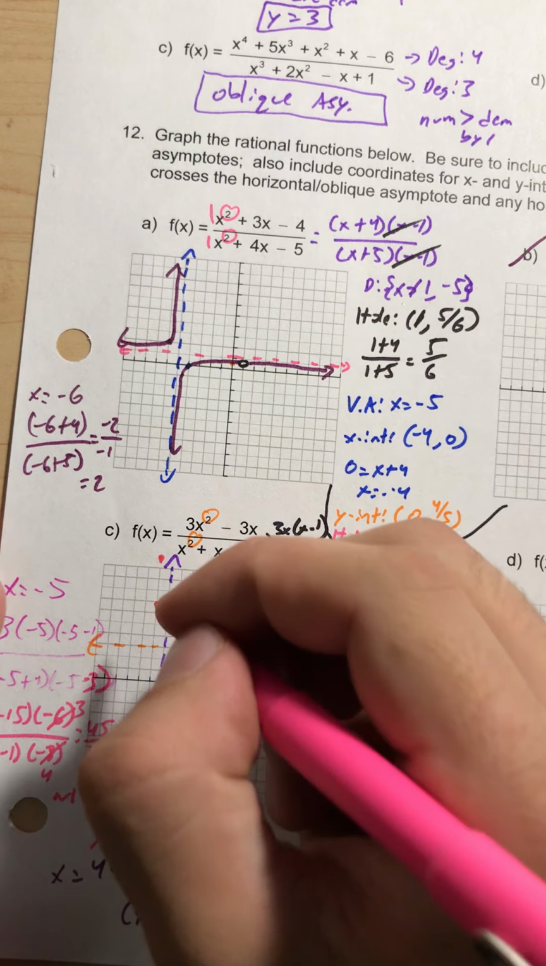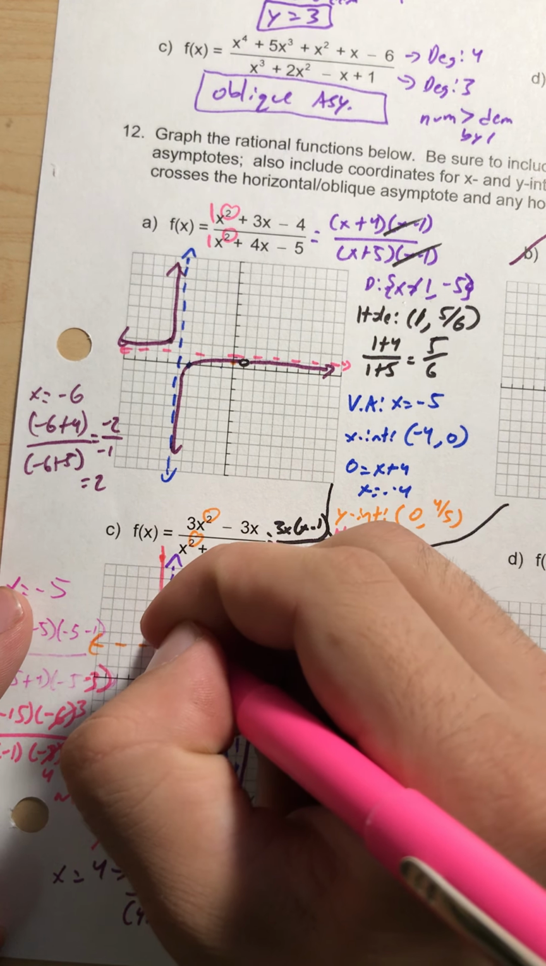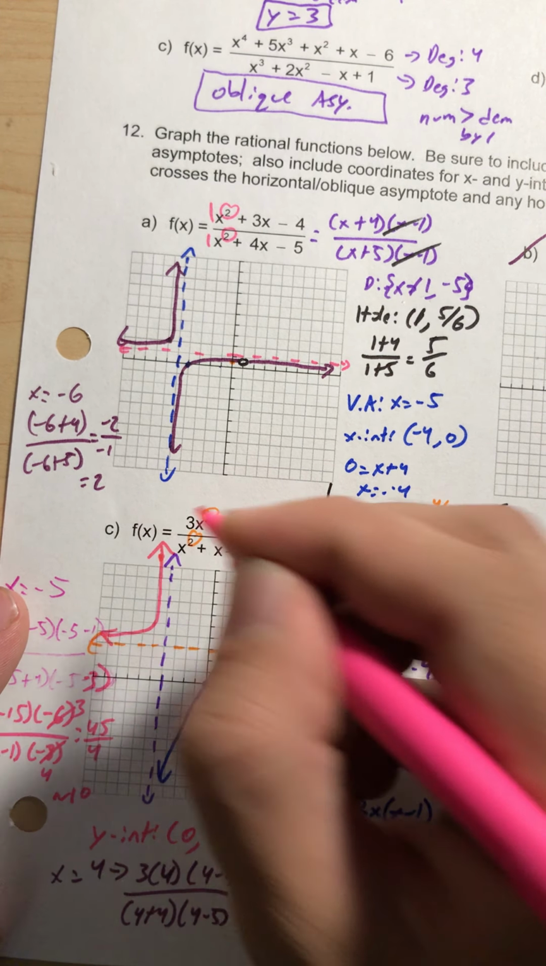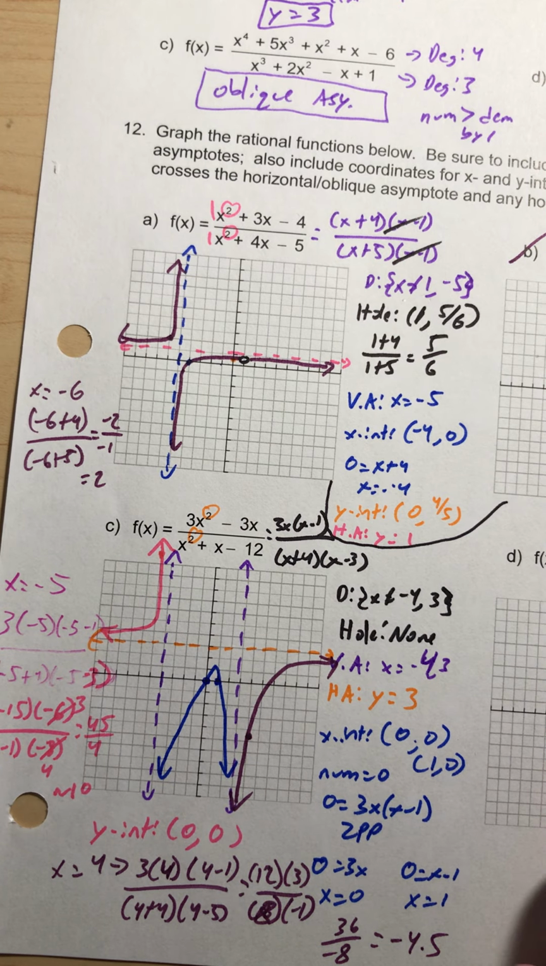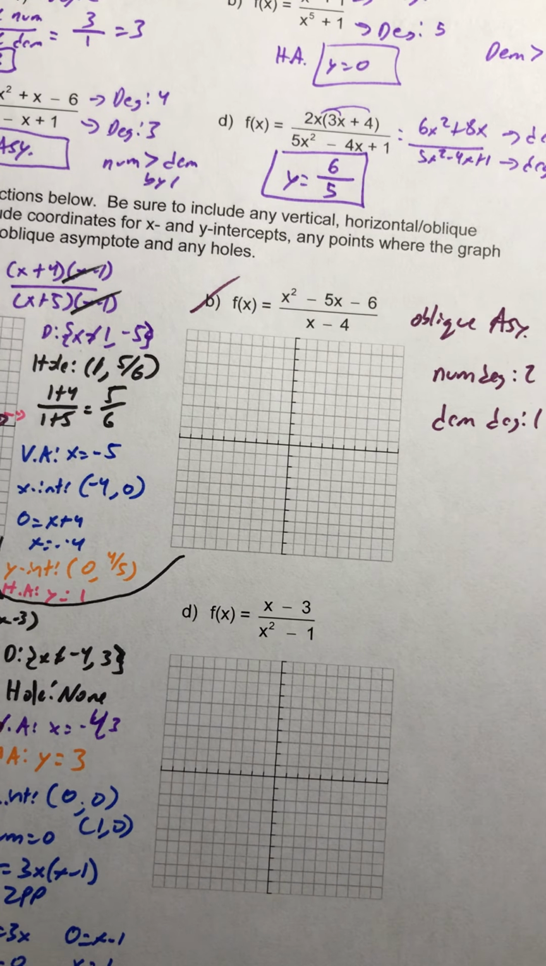Since I don't cross my horizontal asymptote, I have enough information. I can just know I'm going to hug and hug. All right. And last but not least, here is D.